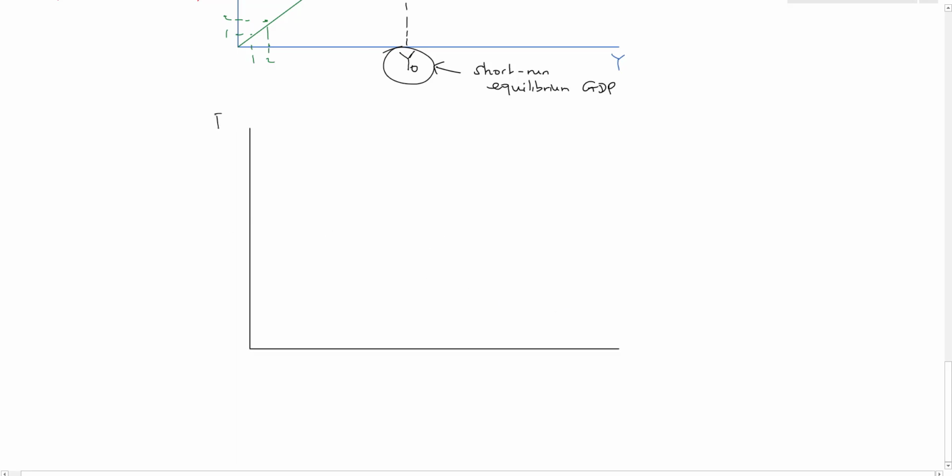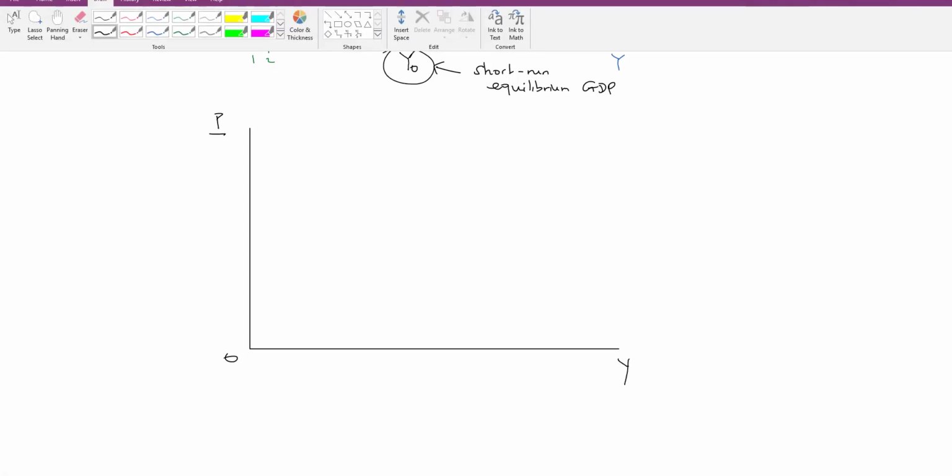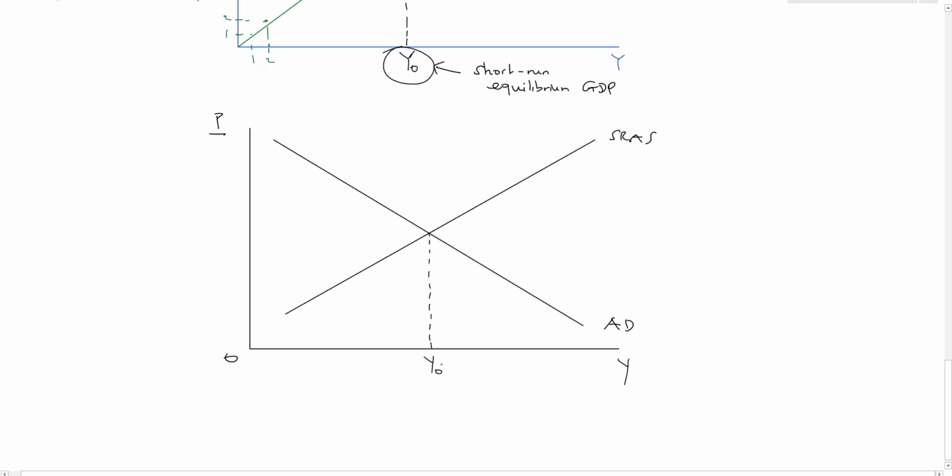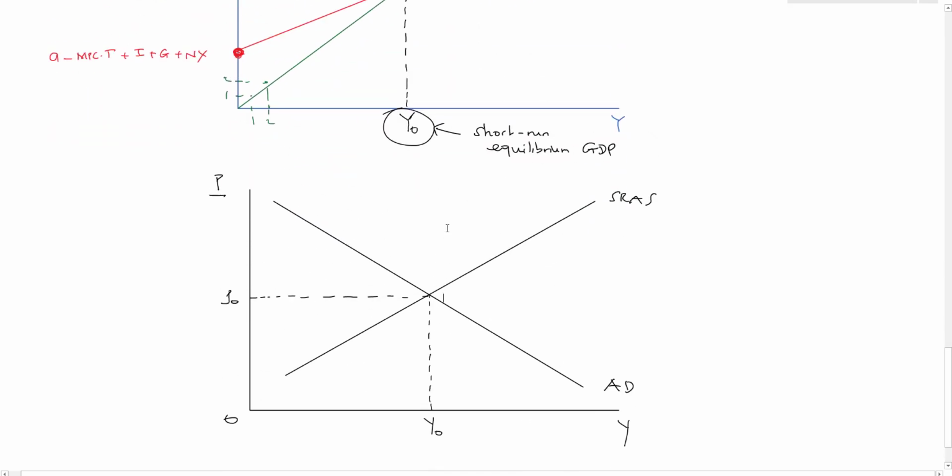So over there we have the price level and we have real GDP here, right? And we had aggregate demand and short run aggregate supply. All right. So we said that where these two curves intersect, that's where we have what the economy is actually producing, of course, with the current price level. So these two Y's here are equivalent.